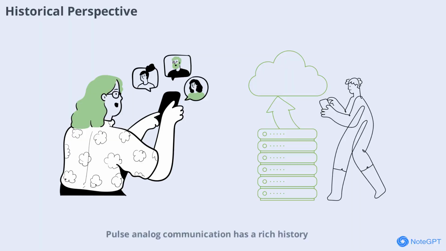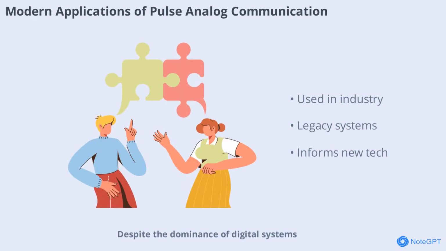Pulse analog communication has a rich history, dating back to early telegraph and telephone systems. These techniques laid the groundwork for modern communication technologies, influencing the development of digital systems. By studying the evolution of pulse modulation, we gain valuable insights into the challenges and solutions that have shaped today's networks. Despite the dominance of digital systems, pulse analog communication is still used in various applications.